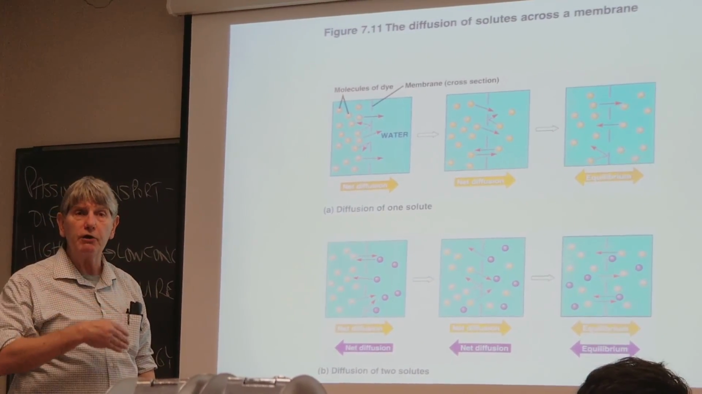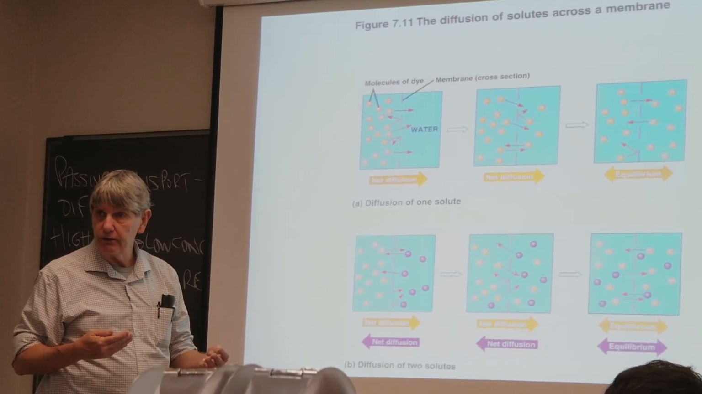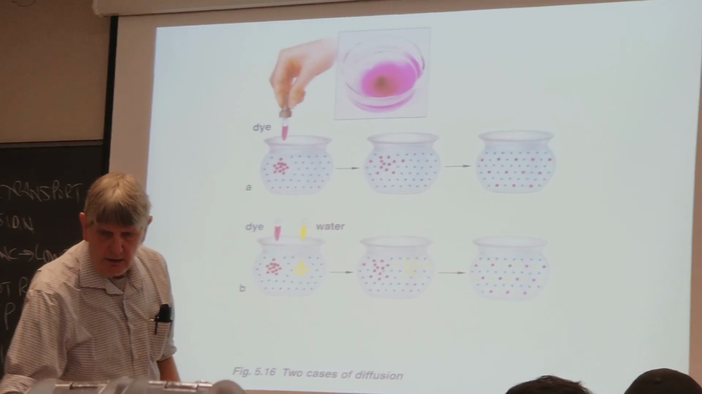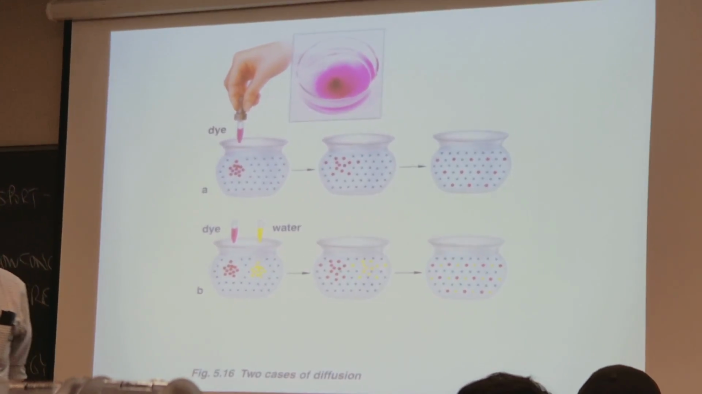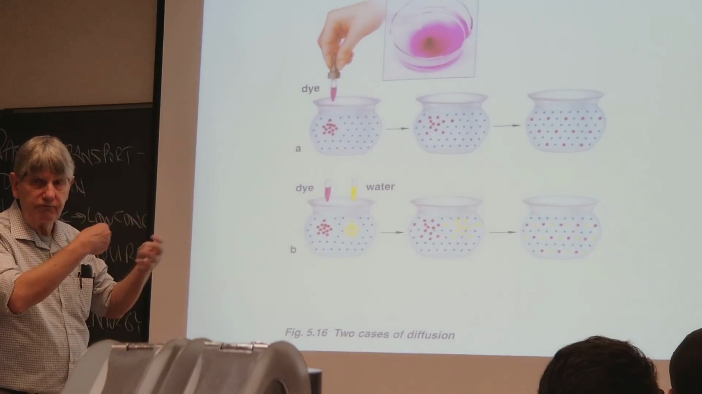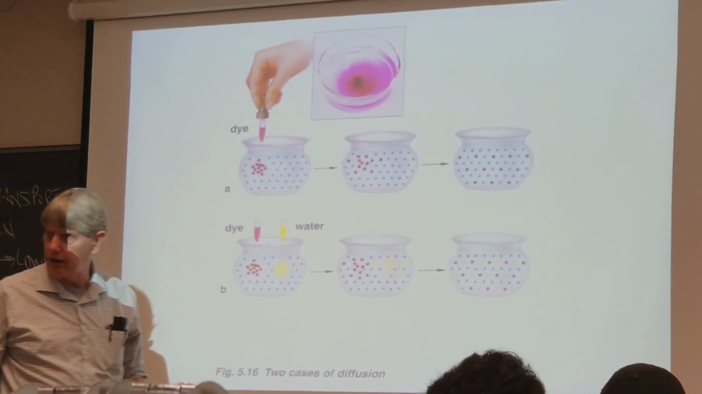Purple ones reach their own equilibrium independently of the orange ones. They don't influence each other in terms of their movement, okay? Same thing if you put dye in water. You put the red dye in the water, the dye molecules bounce off each other. Pretty soon, of course, you're going to have completely colored water.